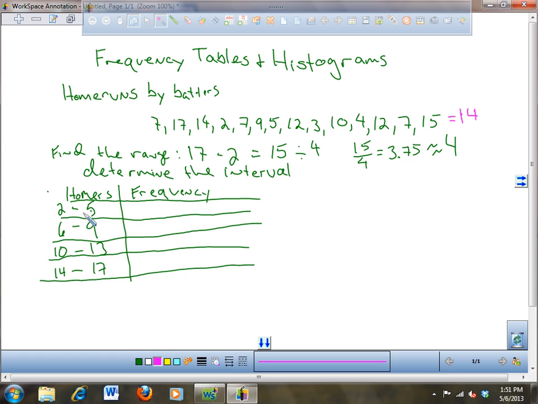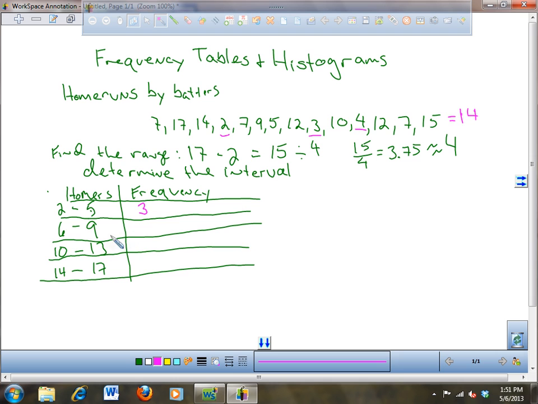So, how many people hit between 2 and 5 home runs? Count. 1, 2, 3. Is that it? 3, right? So 3 people hit between 2 and 5 home runs.